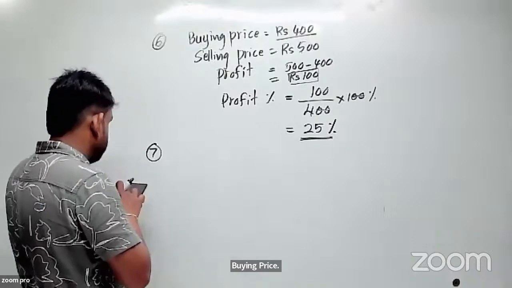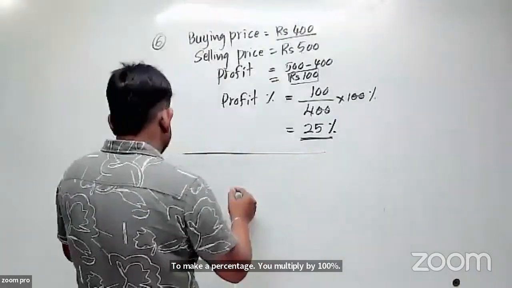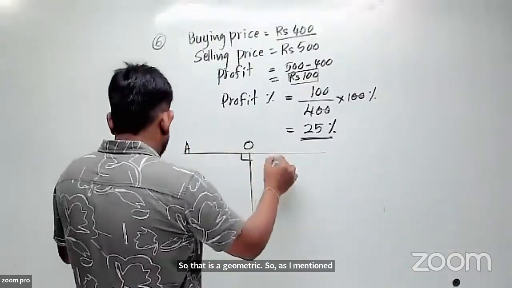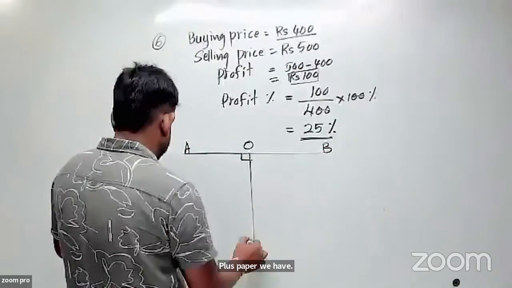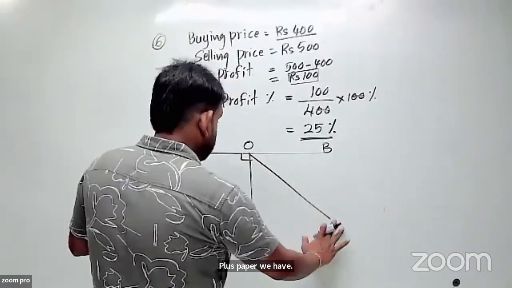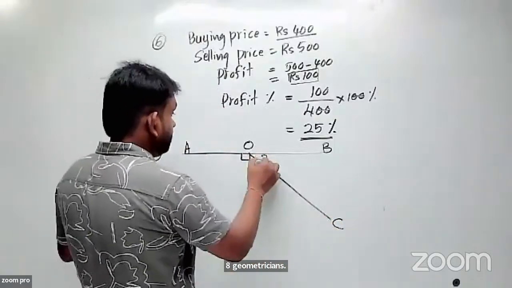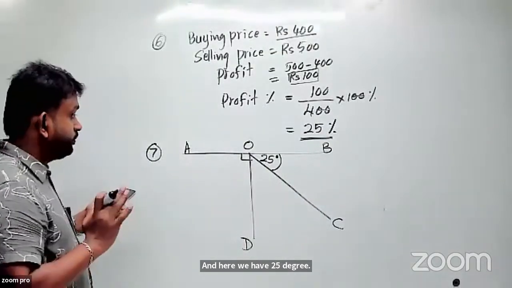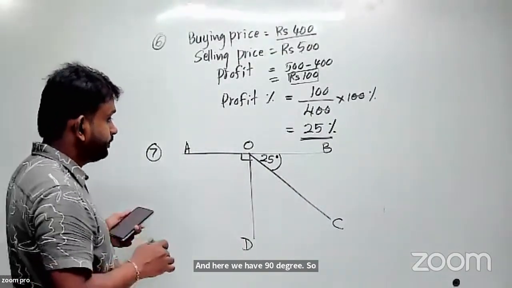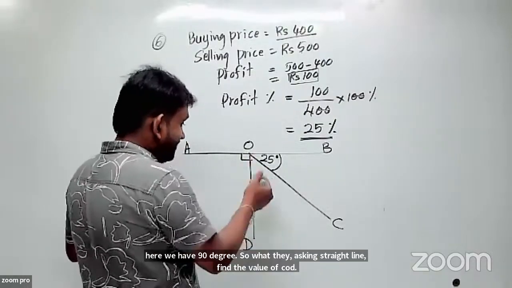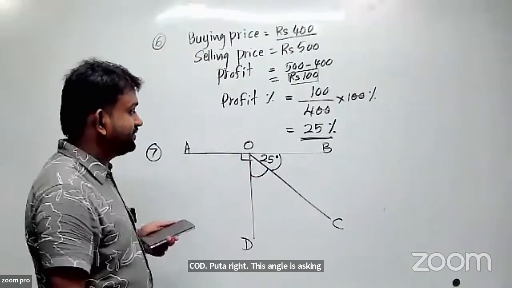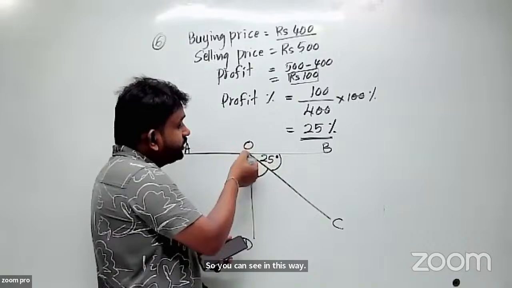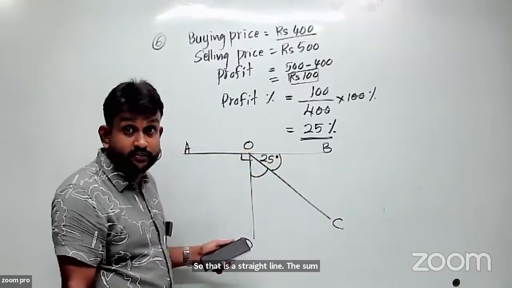So question number 7 is a geometry question. As I mentioned, how many geometry questions are there in the first paper? We have 8 geometry questions. And here we have 25 degrees, and here we have 90 degrees. What they are asking: AOB is a straight line, find the value of angle COD. This angle is asked. You can see it in this way. That is a straight line. The sum of these three angles equals 180. So that is the logic.